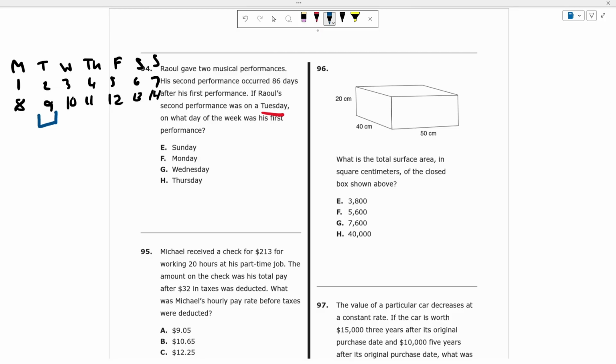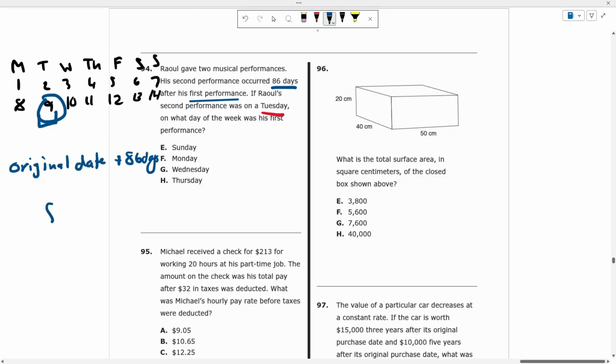So we know that it occurred 86 days after his first performance. So this Tuesday is equal to his original date, plus 86 days. Okay? So let's see how many weeks back this is. So 86 divided by 7, right? There's 86 days and there's 7 days per week, so that's 1. And that's going to be 2. So we're actually left with 12 weeks with the remainder of 2 days.